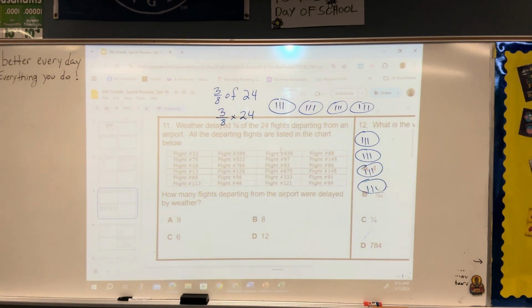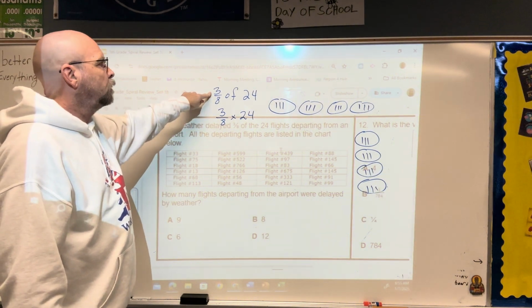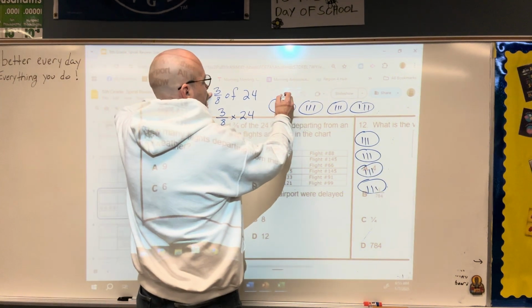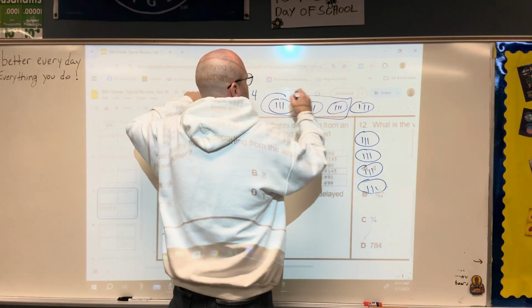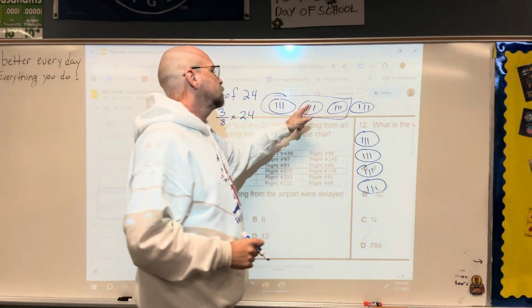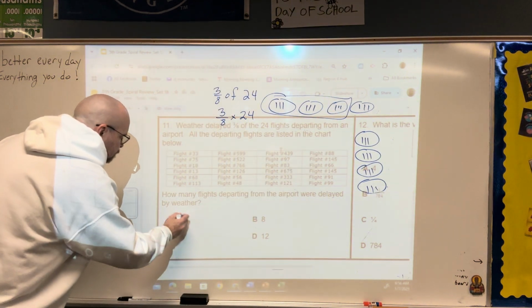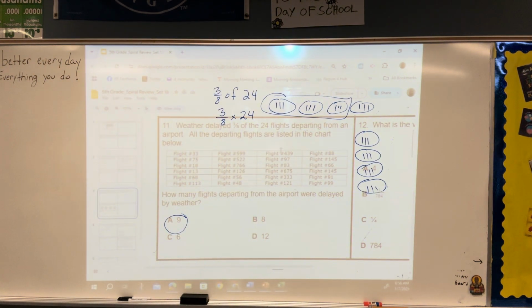Okay, so I have all 24 flights. I divide them in 8 groups, because 8's my denominator, and I want to know how many are in 3 of the groups. 3 of the groups, we have 3, 6, 9. So 9 of the flights are delayed. Thank you for playing.